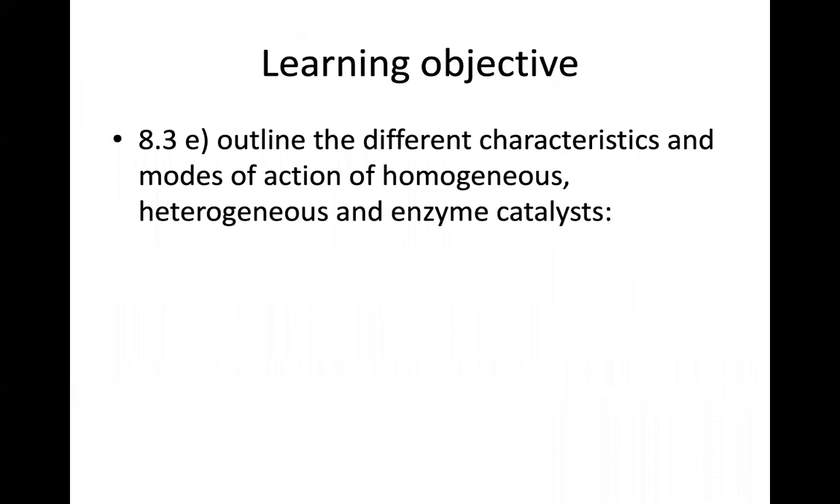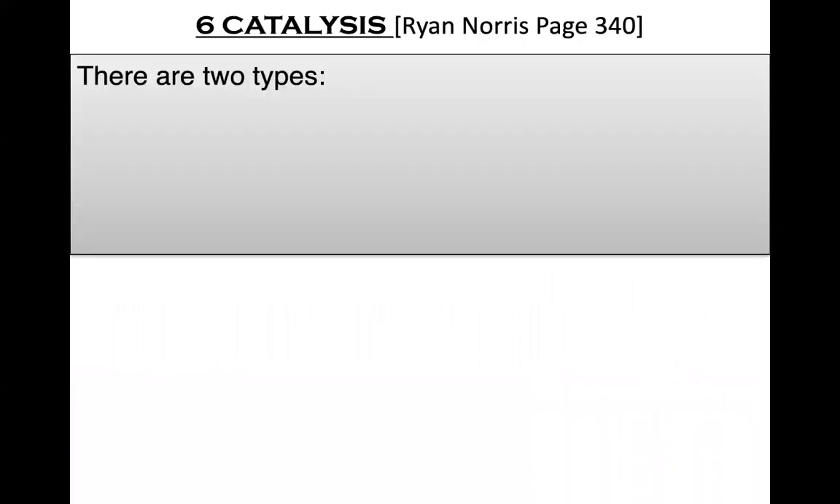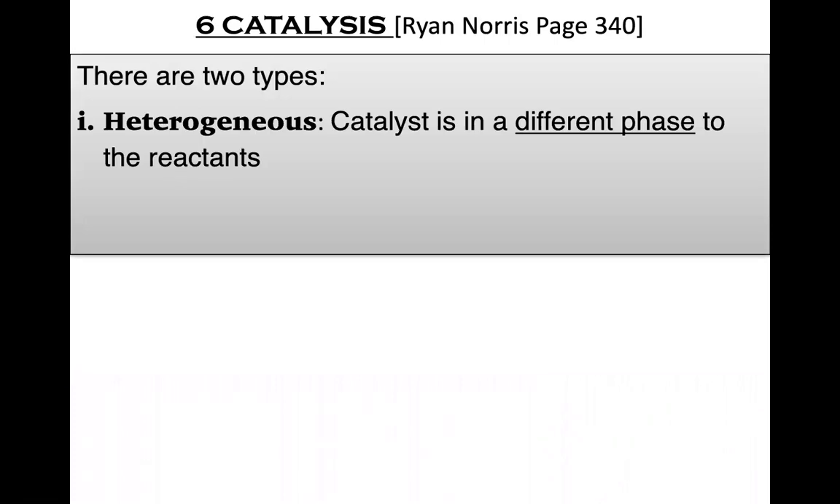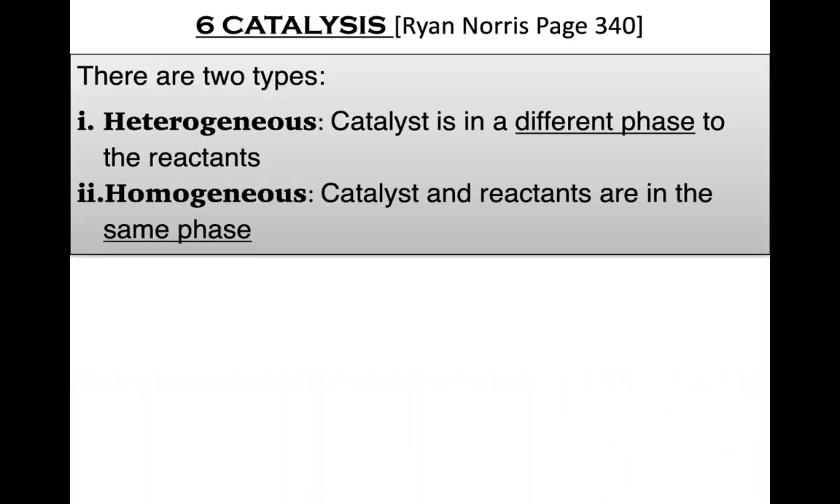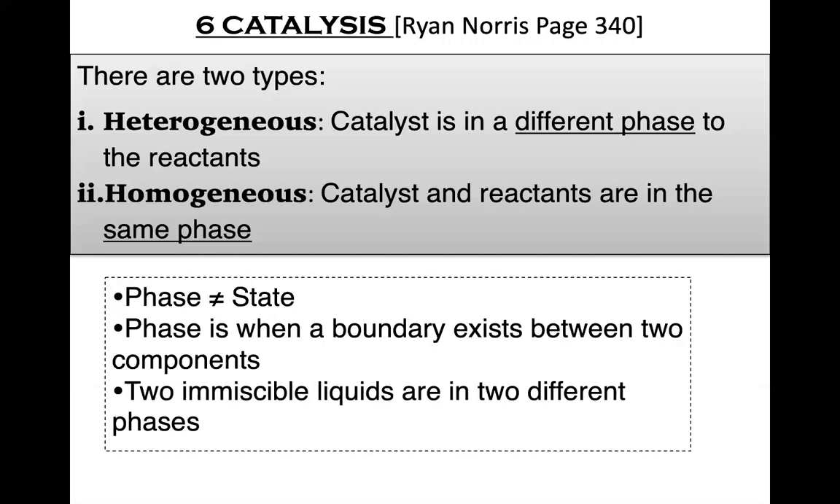Okay, next one is catalysts. There are two types: the first one is heterogeneous, and the second one is homogeneous. Hetero means the catalyst is in a different phase to the reactants. Homo means same, so the catalyst and reactants are in the same phase. So what do we mean by phase? Phase and state are not the same.